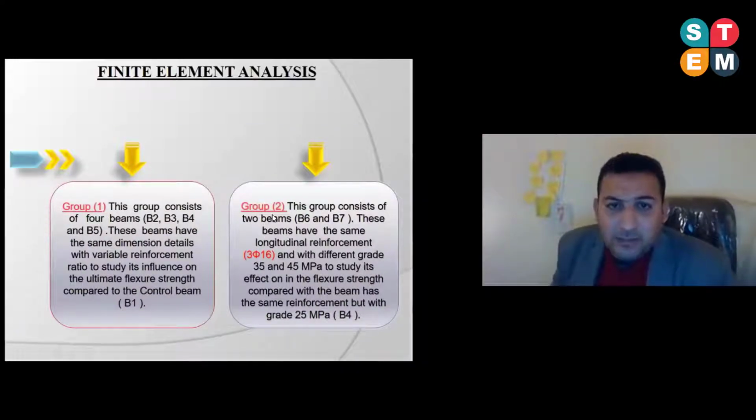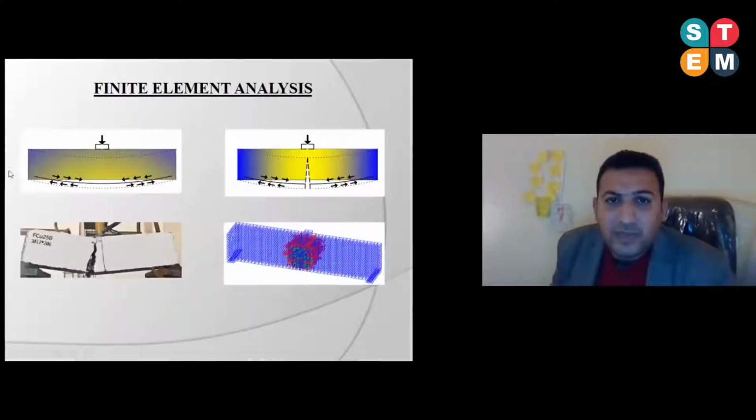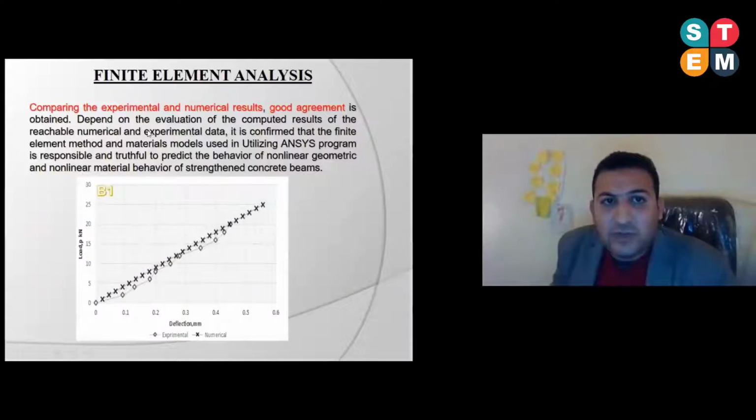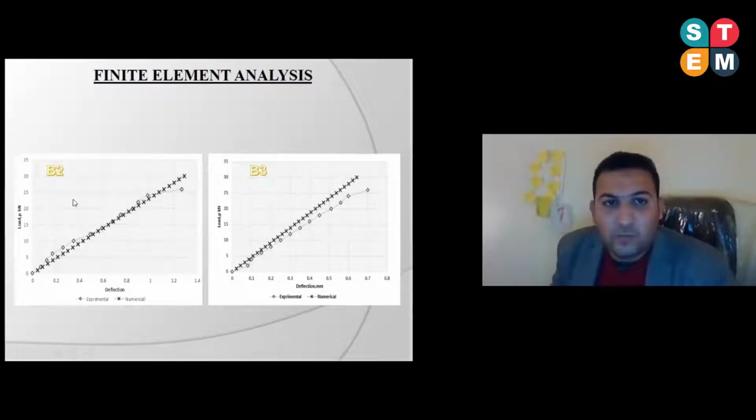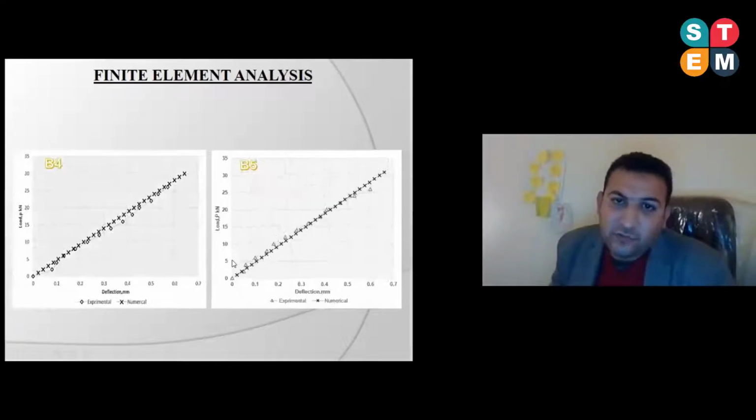Group A, group 1, group 2. We can show from the ANSYS program that the failure is such as the experimental program, a fracture failure. And we compare the results with the results of the ANSYS program. So it is appreciated, comparing the experimental and numerical, good agreement for beam 1, beam 2, beam 3. This is the experimental and this is ANSYS for each beam.